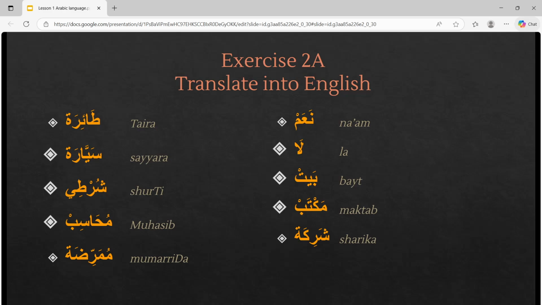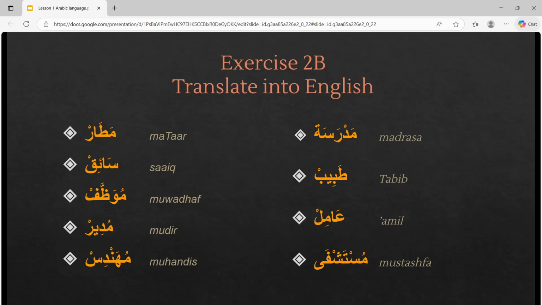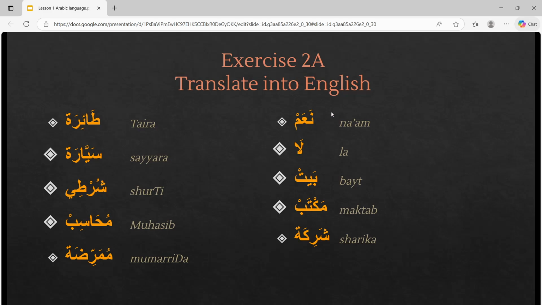All right. For these 2 slides, we are going to be translating the following Arabic words into English, and again continue to drill and internalize the vocabulary and test your understanding. So remember, we're reusing the same vocabulary in this lesson with different exercises to help with memorization and understanding. All right. Here, exercise 2A, translate into English.